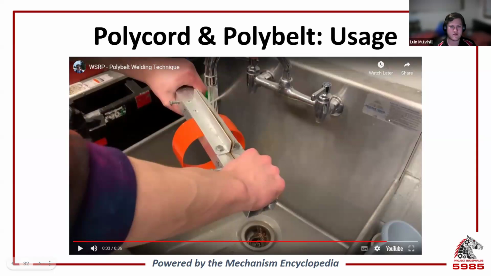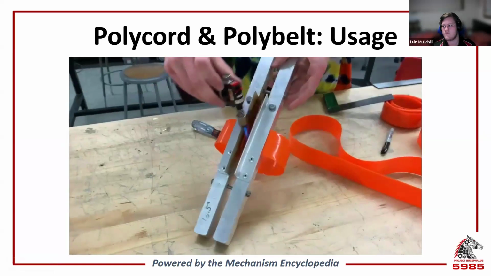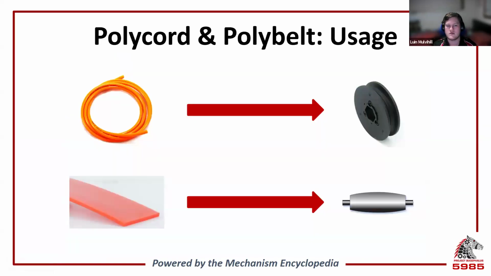So once you have your length of polycord or polybelt, you're ready to stretch it over the pulley and drive it. But what exactly does a pulley for each of these look like? To transmit the rotational power from the motor to the system you're powering, polycord requires a traditional toothless pulley, just like in a block and tackle. Polybelt, however, requires a crowned pulley.